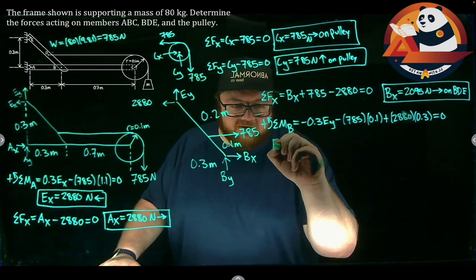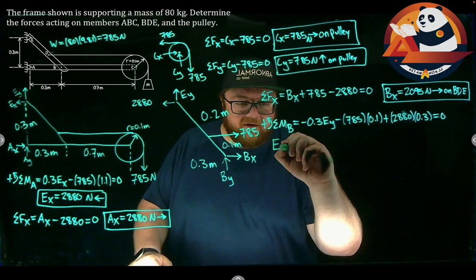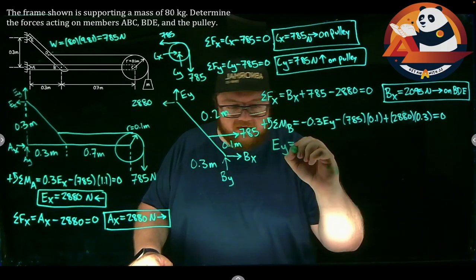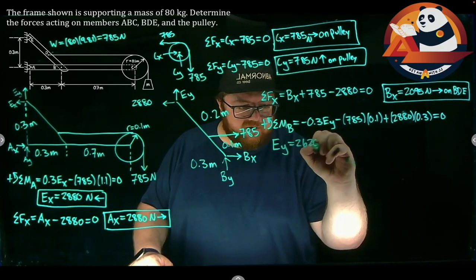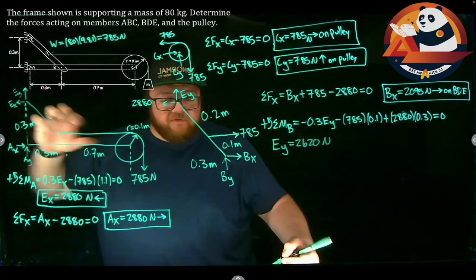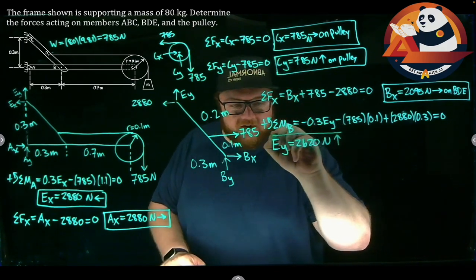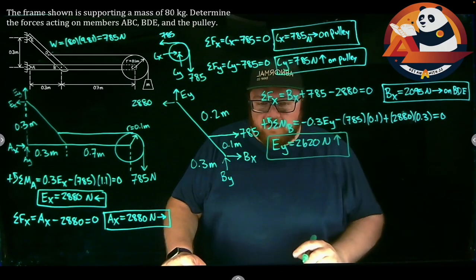I can solve this one for EY. I get a positive number, which means I have it correct back in my original free body diagram. EY is 2,620 newtons. This is an external connection. It's what we held up to the walls in our overall free body diagram. So I need to say direction. Upwards. I don't need to say on a specific member.